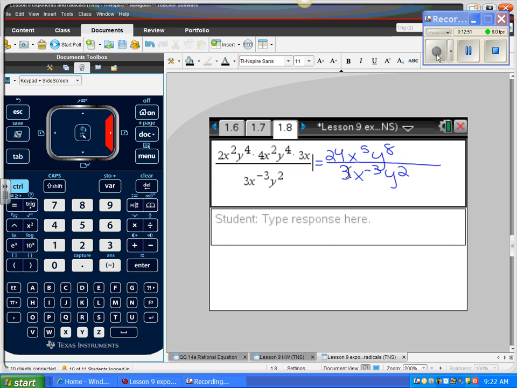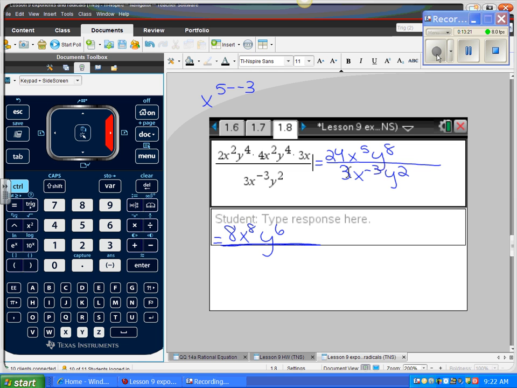All right, now, when we divide, we subtract. We have 24 divided by 3. Where? On top, good. X to the 5th divided by x to the negative 3. Yeah, you have to do x5 minus negative 3. Minus negative 3 becomes a plus, so it becomes x to the 8 in the numerator. And y to the 6 in the numerator.